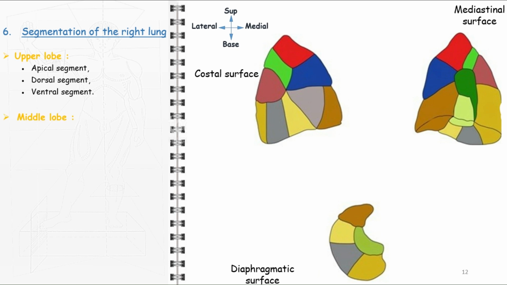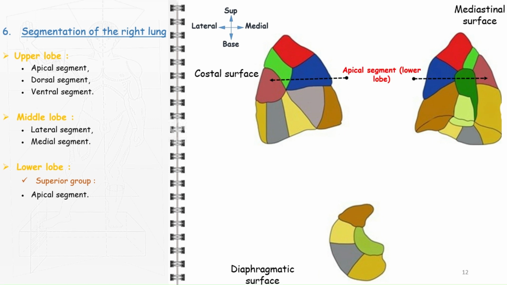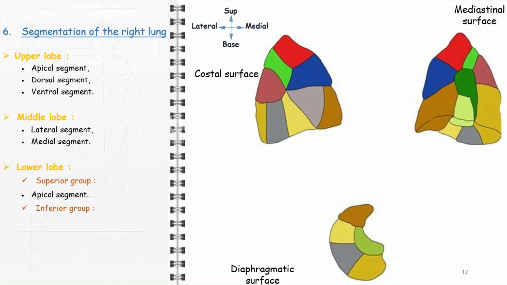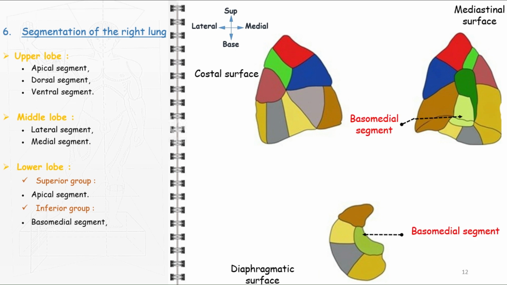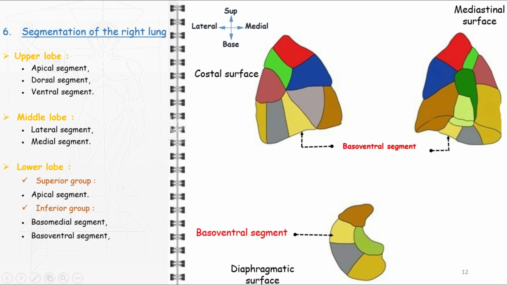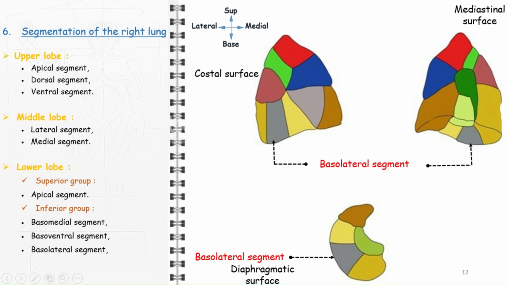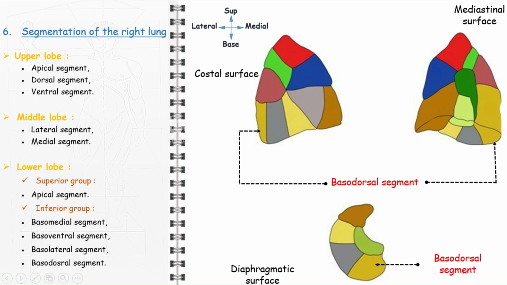The middle lobe is the smallest and subdivides into two segments: the lateral segment and the medial segment. The lower lobe is the largest, pyramid-shaped with its base facing downward. It subdivides into 5 segments, grouped into 2 categories: a superior group, that consists of an apical segment or Fowler's segment, and an inferior group or basal pyramid, composed of a basomedial or paracardiac segment, a basoventral segment, a basolateral segment, and a basodorsal segment.